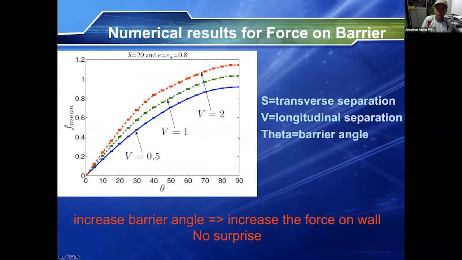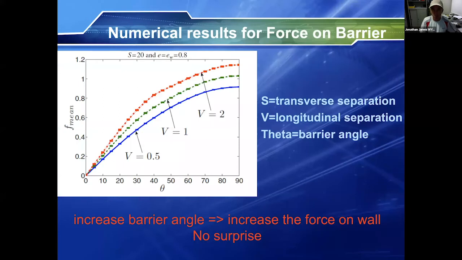the force increases. And here we can see what happens when the particles are coming close to one another. The force is a little lower. When the particles are more separated, the force is a little higher. The force here is non-dimensionalized, essentially the force per particle that the wall feels. So what's the message? The message is very simple, and all engineers know this: increase the angle of the barrier and you increase the force on the wall. No one would be surprised by that. And that is one of the basic rules of thumb engineers use when constructing these barriers.